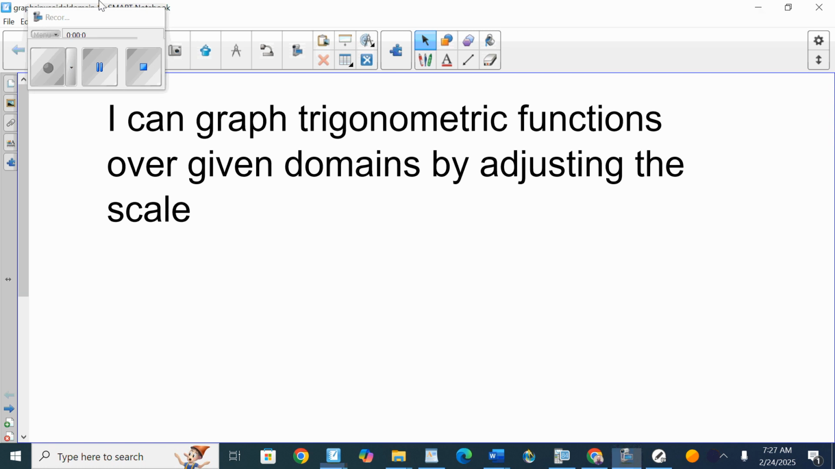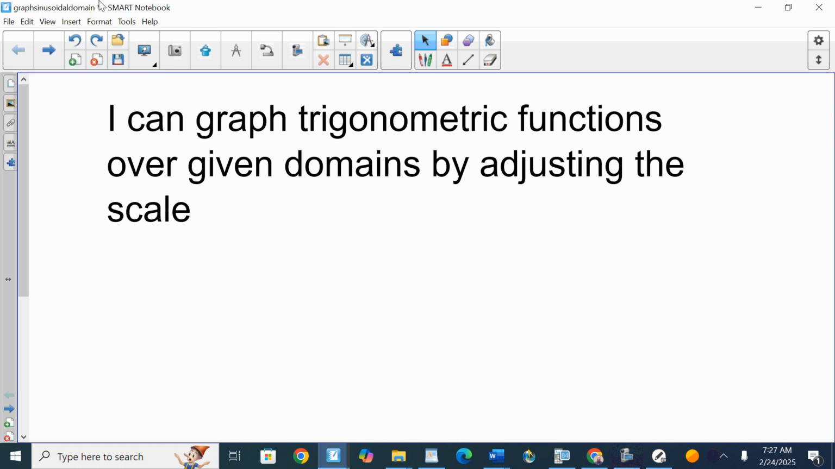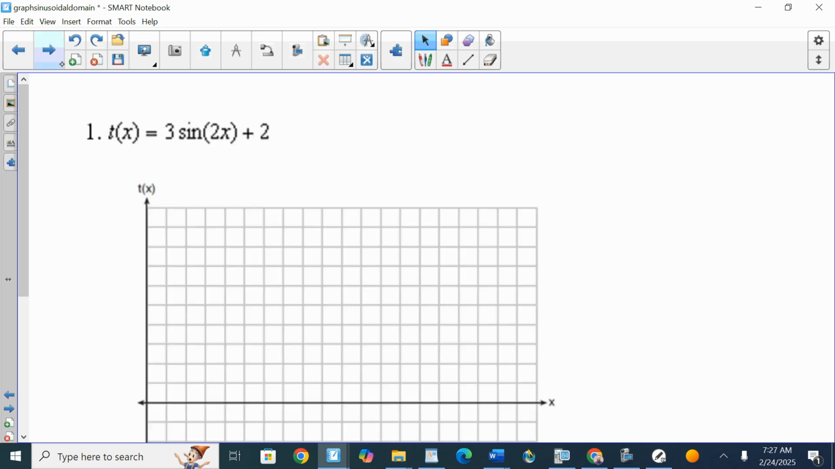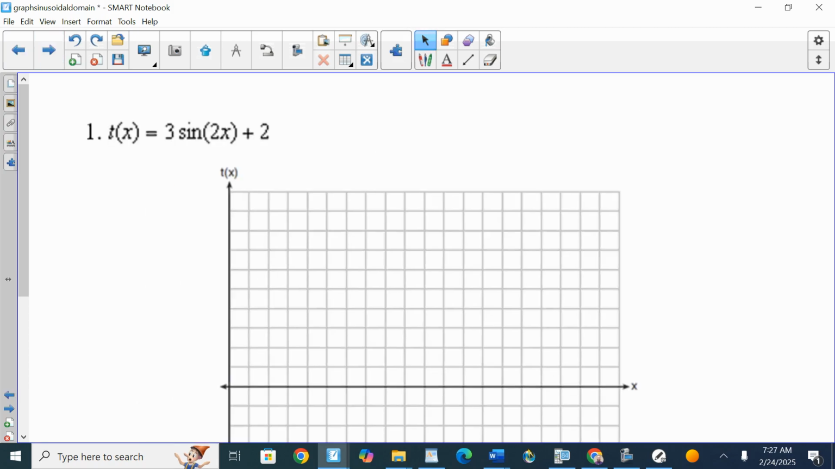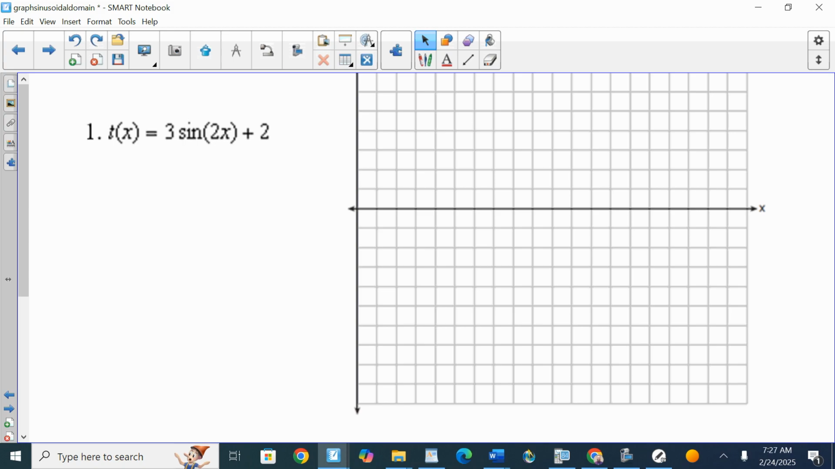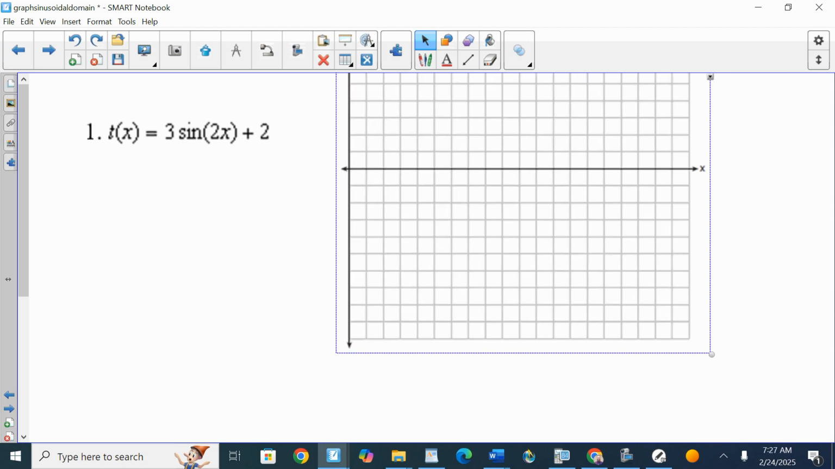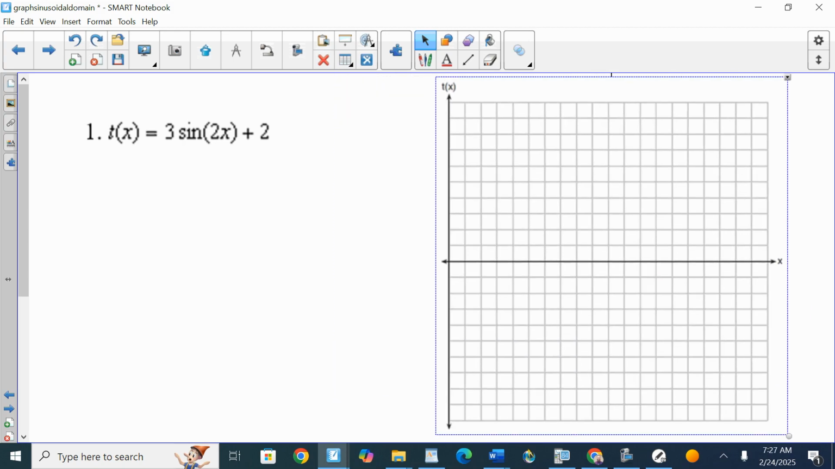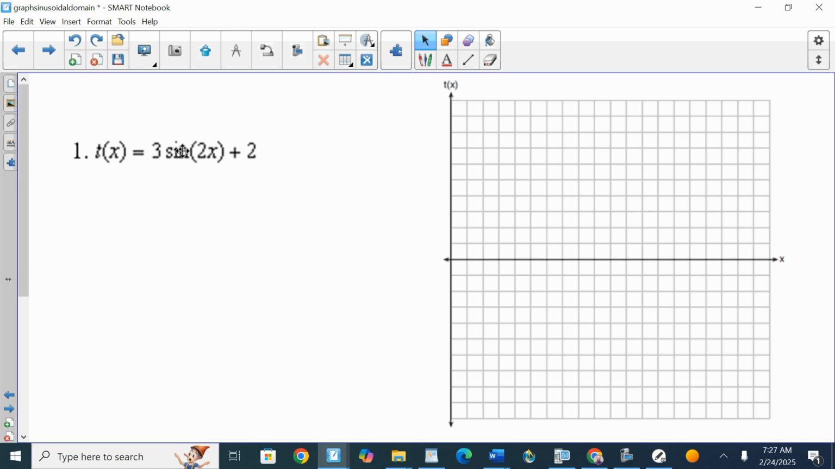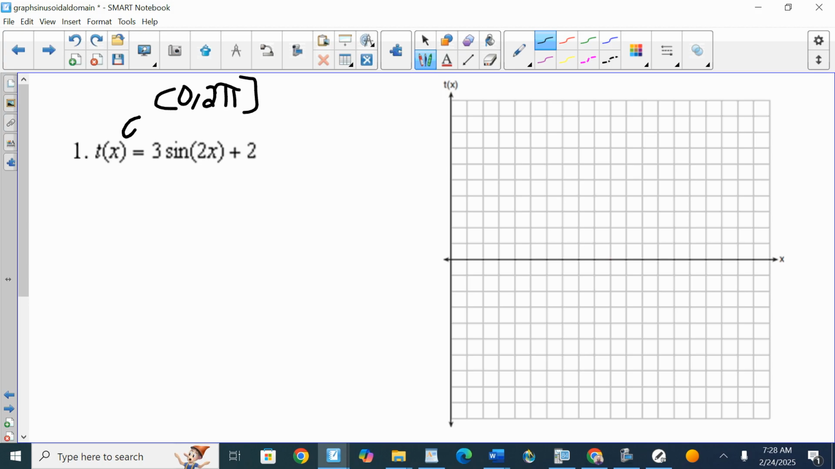Hello everybody, today I can graph trigonometric functions over given domains by adjusting the scale. We're going to start the exact same way. The only thing that makes this different than the previous example is on this one, it doesn't say to graph one full cycle, it says to graph from 0 to 2 pi. So we're going to start the exact same way.